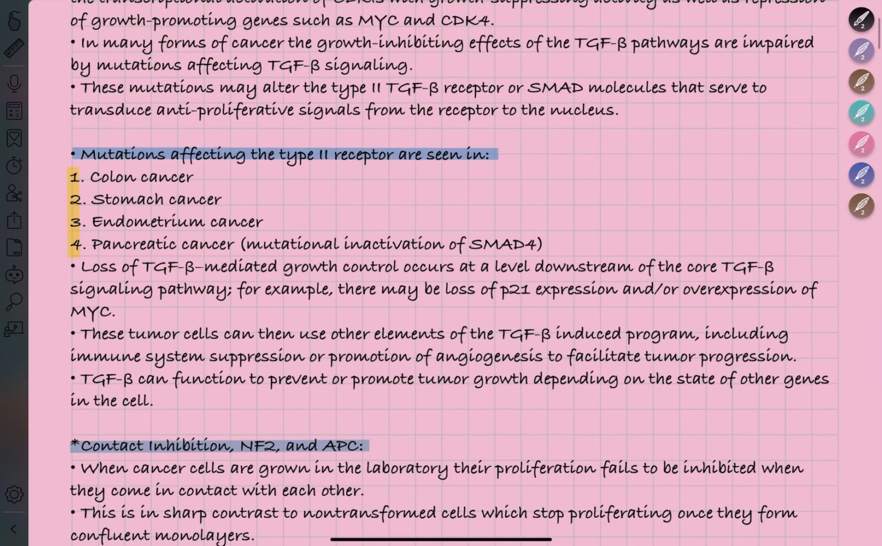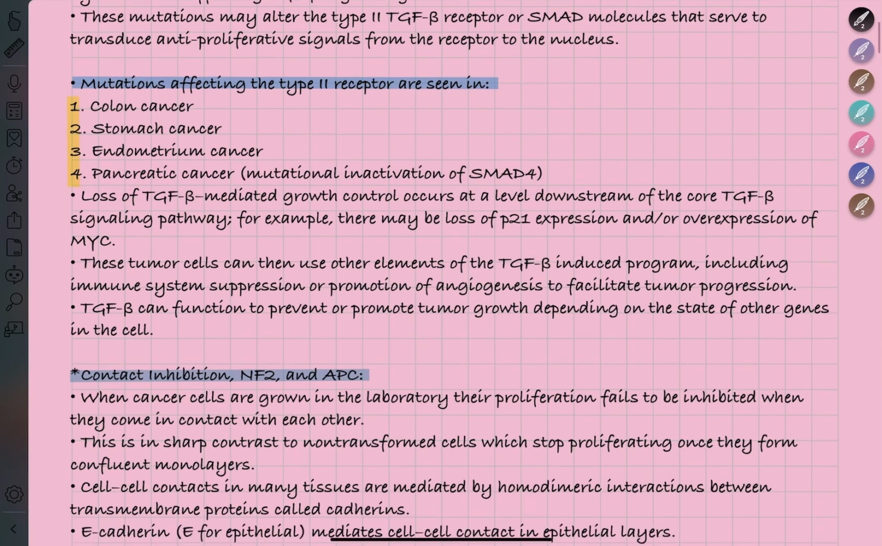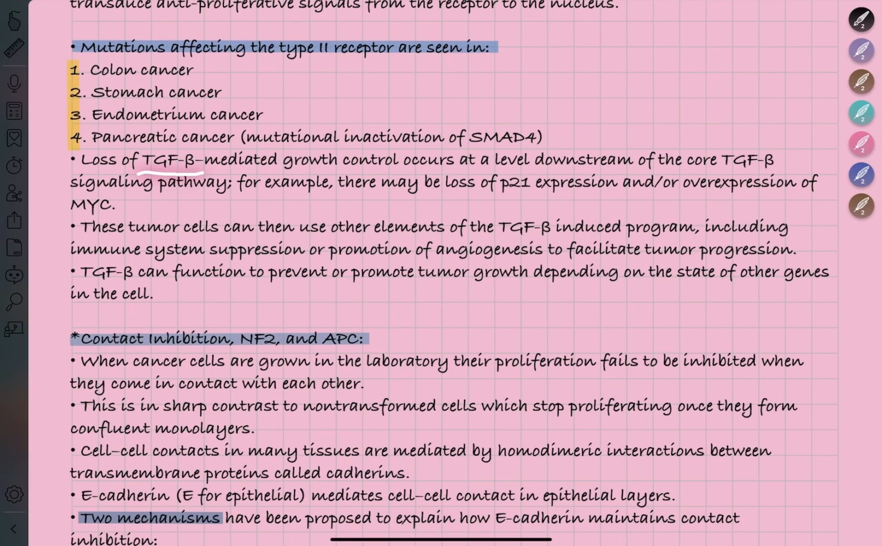Okay? The mutations in the type 2 receptor, and we'll talk about the SMAD receptor as well, are seen in colon cancer, stomach cancer, endometrial cancer, and pancreatic cancer. Okay? With pancreatic cancer, we'll also see mutational inactivation of the SMAD4. Loss of the transforming growth factor beta mediated growth control occurs at a level downstream of the core transforming growth factor signaling pathway.